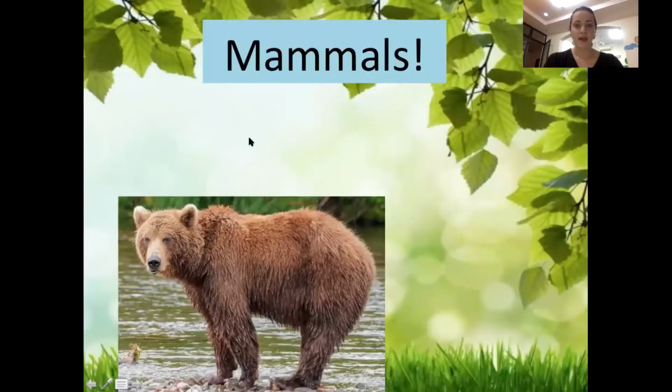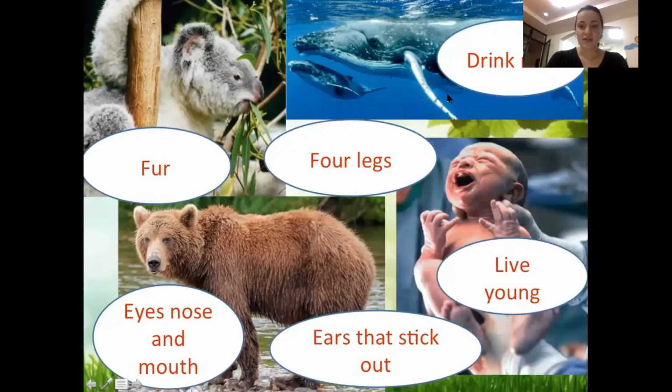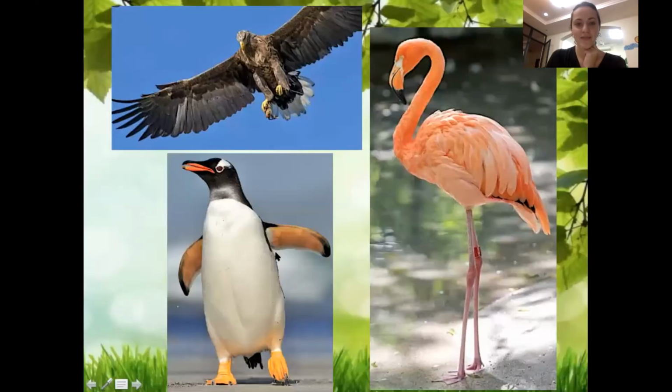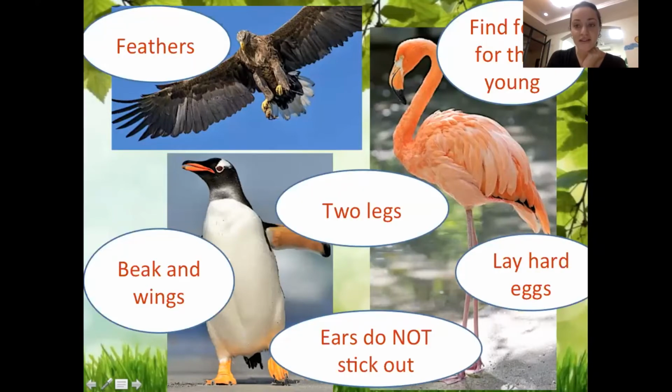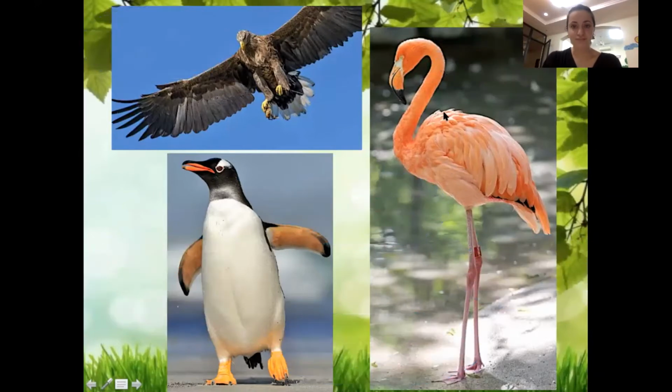Very good. This is just another review. Mammals have fur, 4 legs. They drink milk when they're young. They have ears that stick out, right? And birds have feathers. They find food for their young and feed them in their mouths. They have 2 legs, a beak, wings, ears that don't stick out, and they lay eggs.